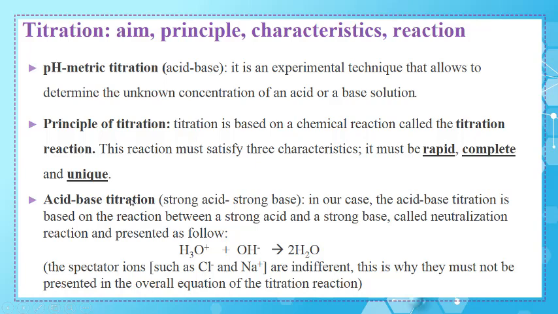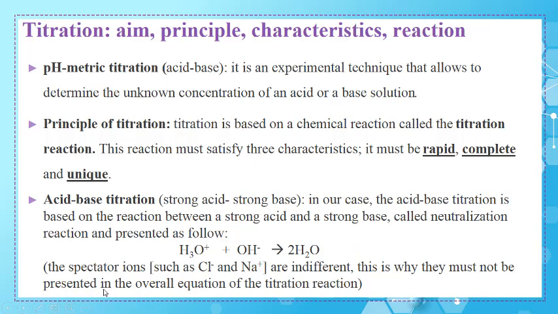Now, about acid-base titration, this year we only talk about the case of strong acid and strong base. This titration is based upon a reaction between a strong acid and a strong base that is called neutralization. Look at how to represent the overall equation of this reaction. This is the H3O+ ion coming from the acid, and this is the hydroxide ion OH- coming from the base. When they are put together, they react to give 2 water molecules. And you know that water is neutral. This is why this reaction is called neutralization.